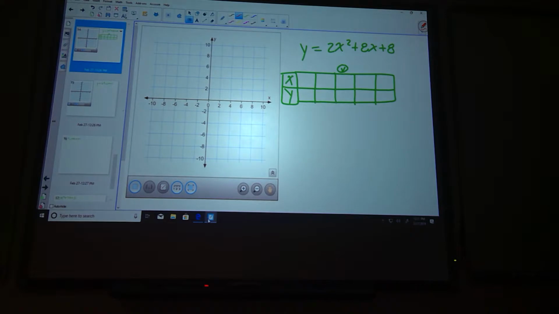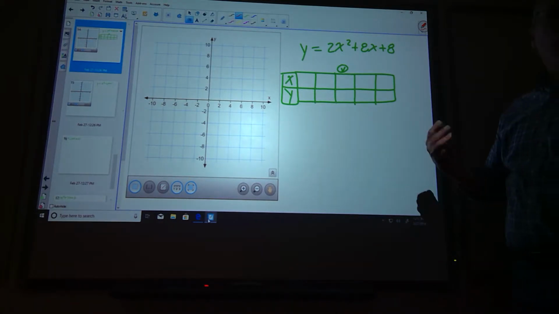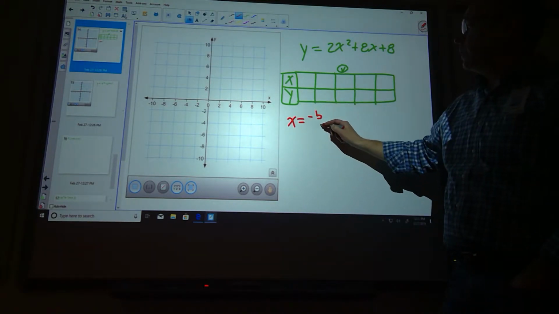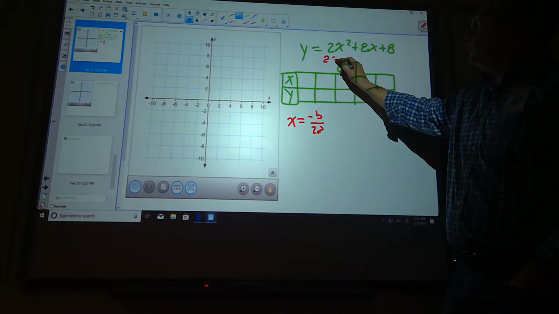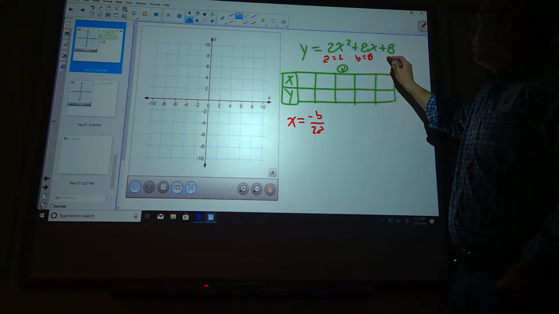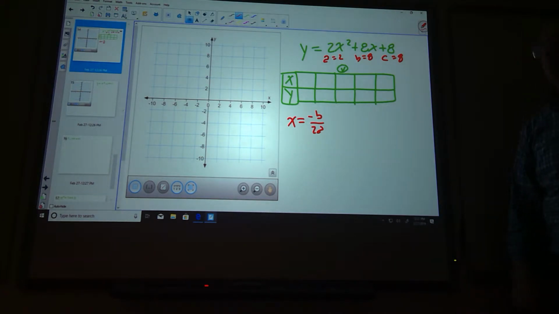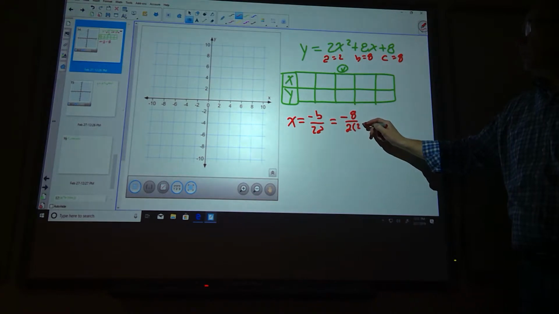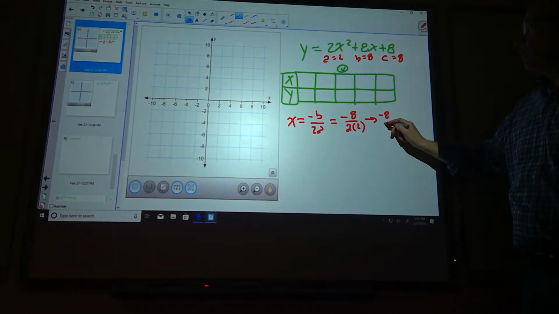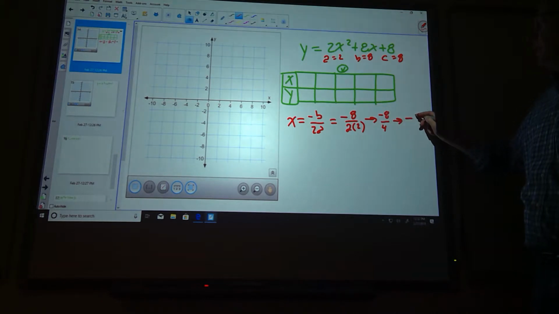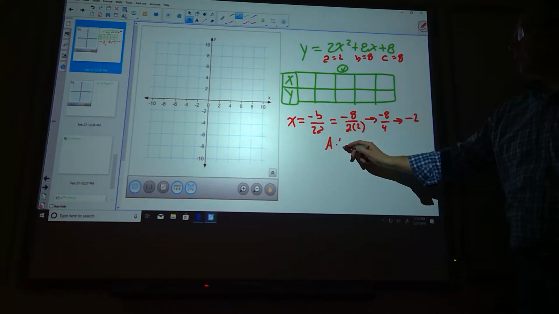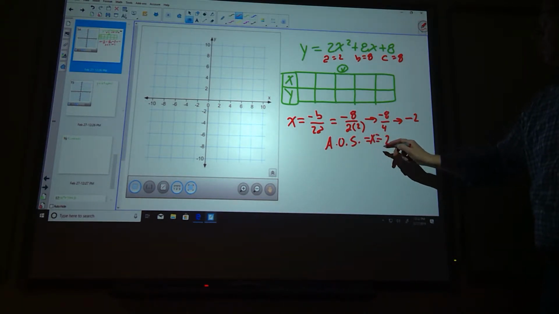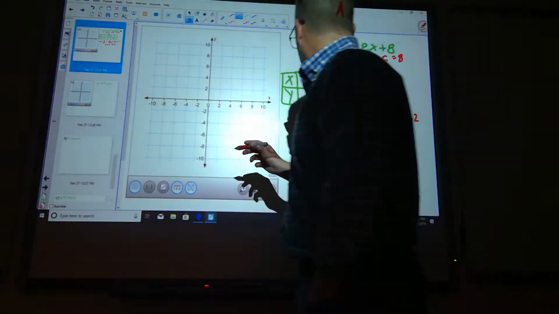All right, let's go through it, see how we do. This one we wanted to fill out the table. So my go-to every time, negative b over 2a. And it looks like my a value is 2, my b value is 8, and my c value is also 8. Agreed? So I have negative 8 over 2 times 2. So that's negative 8 over 4, which is going to give me negative 2. So my axis of symmetry is x equals negative 2. And that's also the x component of my vertex.